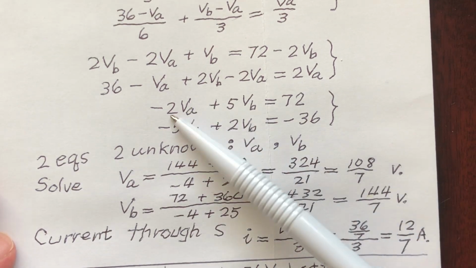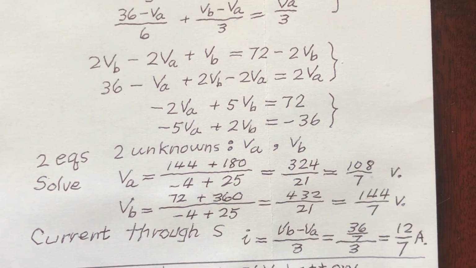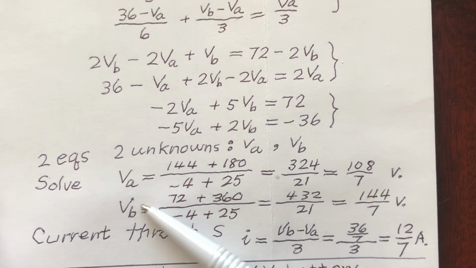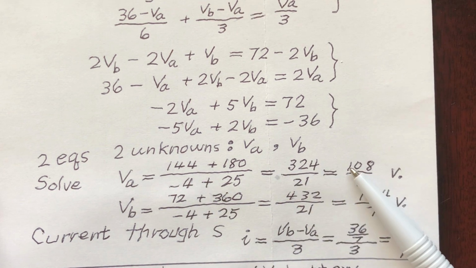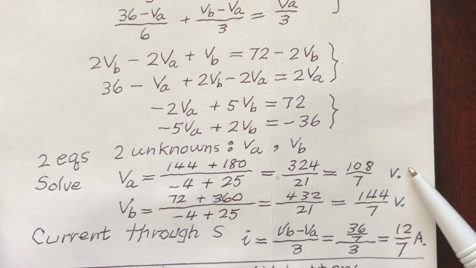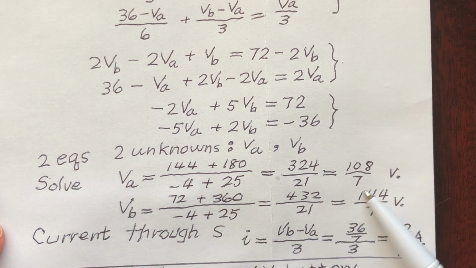Now, these two equations are in the standard form of two equations, two unknowns. The two unknowns are VA, VB. So we can solve for the two unknowns using either substitution or elimination. I'm not going to show step by step the detail of solving these two unknowns. The result is VA, this, so simplify, continue, it's 108 divided by 7 volts. And VB is this.